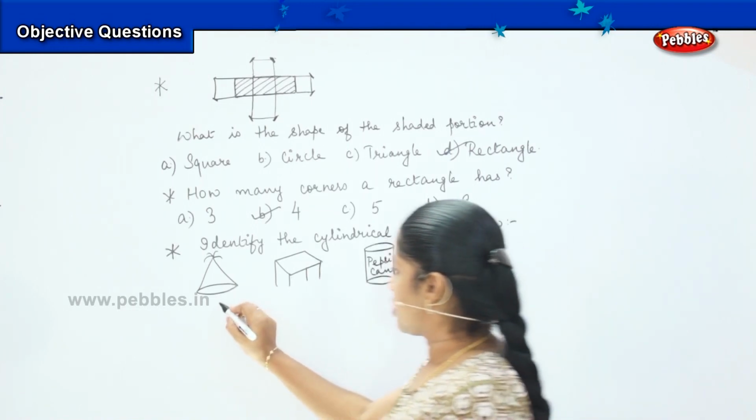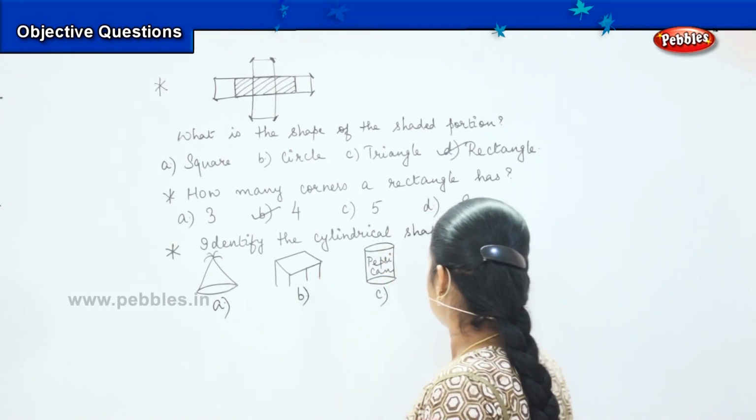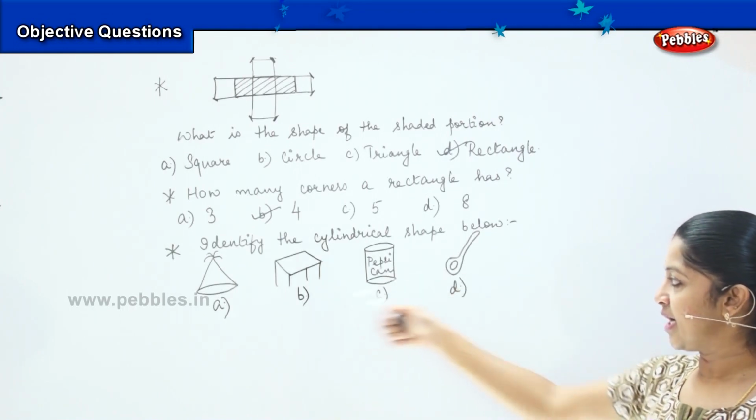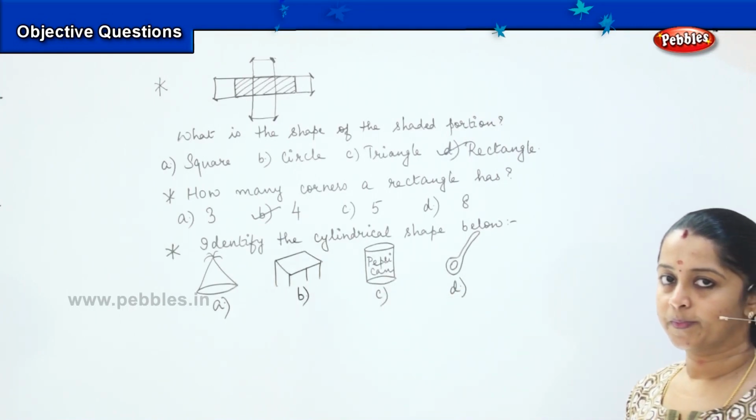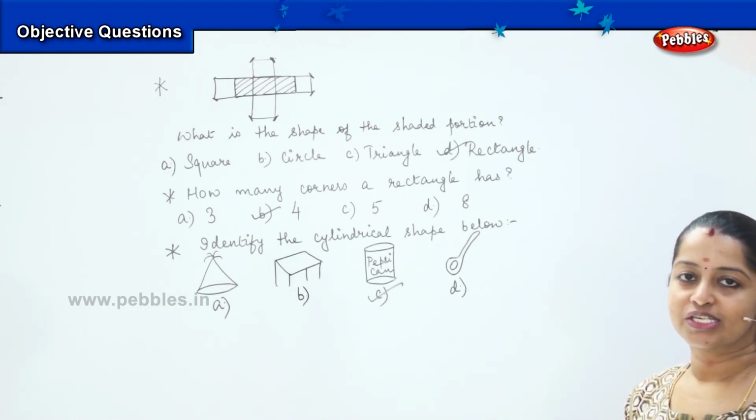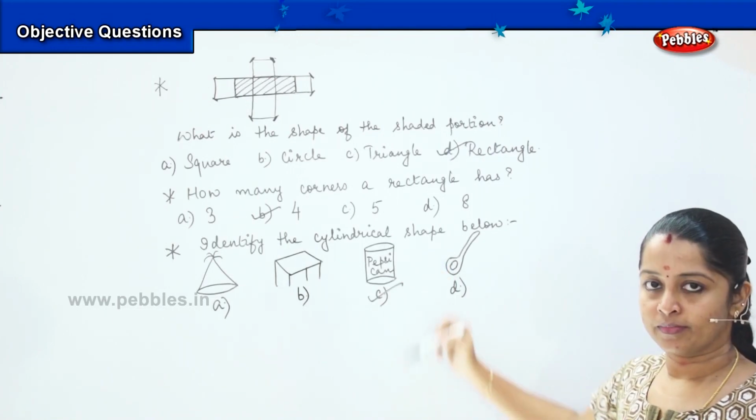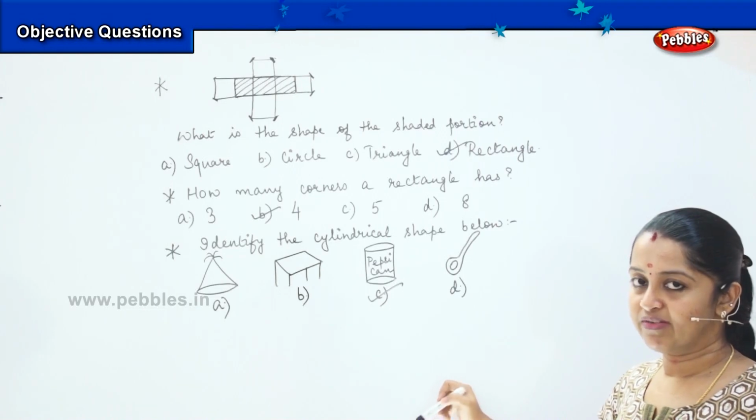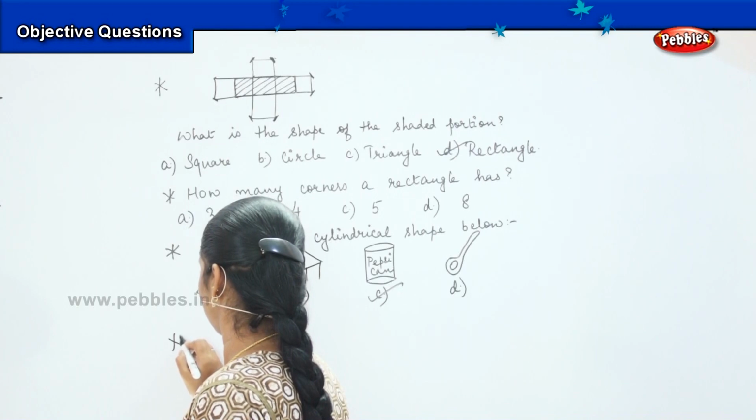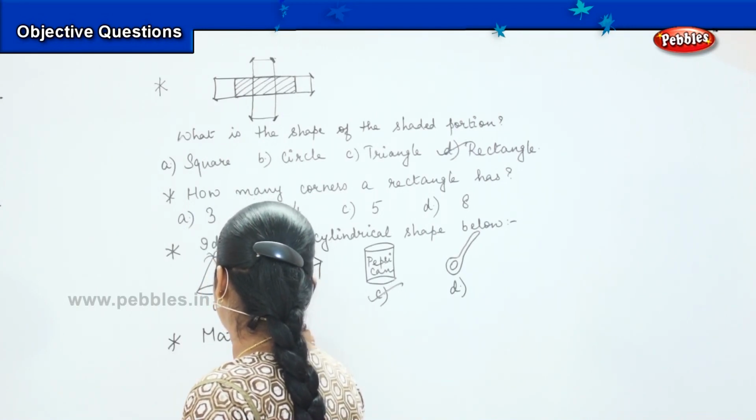So, is it option A or option B or option C or option D? So, tell me which is a cylindrical shape in the given pictures? Good. Option C, your Pepsi can has got a cylindrical shape, right? It has got two curved faces. Shall we move on? Here comes my next question. Now, you have to match the shapes correctly.